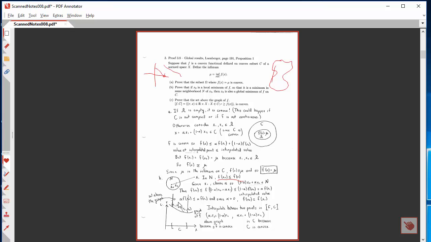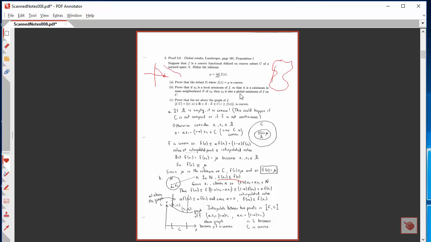I cancel out, conclude that alpha times f of x0 is less than or equal to alpha times f of x1. And since I chose alpha to be positive, it can't be 0. I'm allowed to divide by it. And I finished proving that x0 is a global minimum, that f of x0 is less than or equal to f of x1.